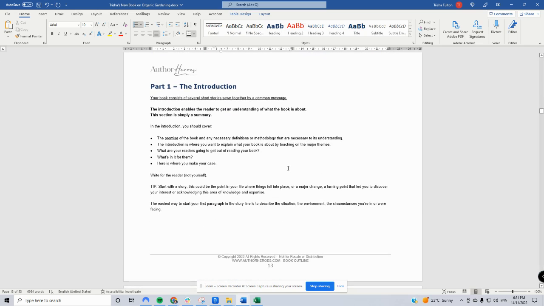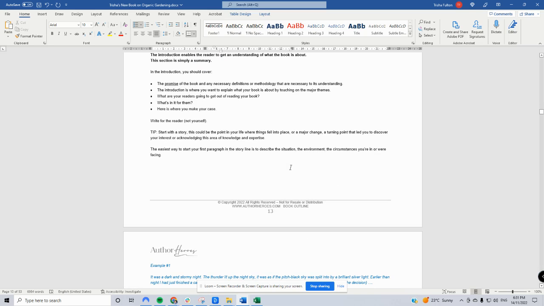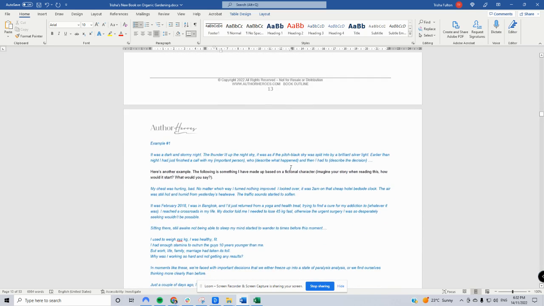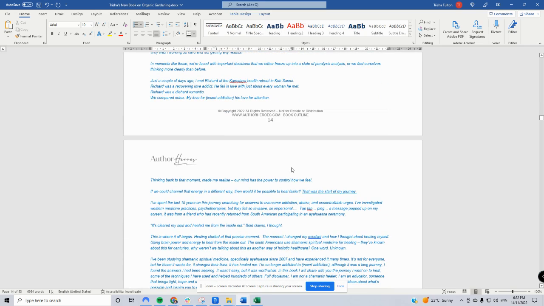We come together. The introduction gives the reader an understanding of what the book is about, and this section is simply a summary. It's the promise of the book. It's what you're about to explain in the book. Now, if I am Dr. Smith and I'm writing my expert book to help people with a couple of techniques that they can apply at work, and my purpose is not necessarily to get more coaching clients, but to get more speaking opportunities because I really want to get on stage and do corporate events.